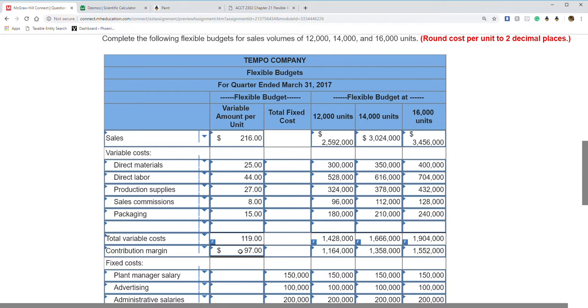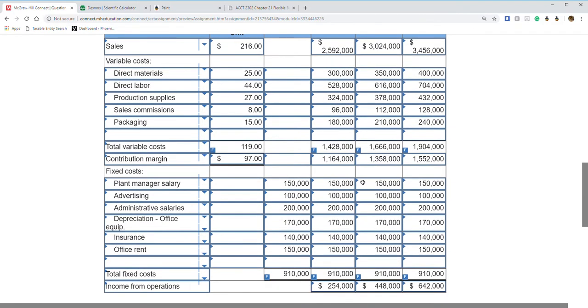Now, don't forget to do contribute margin. Contribute margin, again, is your sales minus your variable. Okay, from there, after you figure out your fixed, you're going to take whatever your contribute margin is and subtract out the fixed, and that should give you your number down here for your income for operations. Watch out, you may actually have one where it's going to be negative, so make sure you put that negative in front.